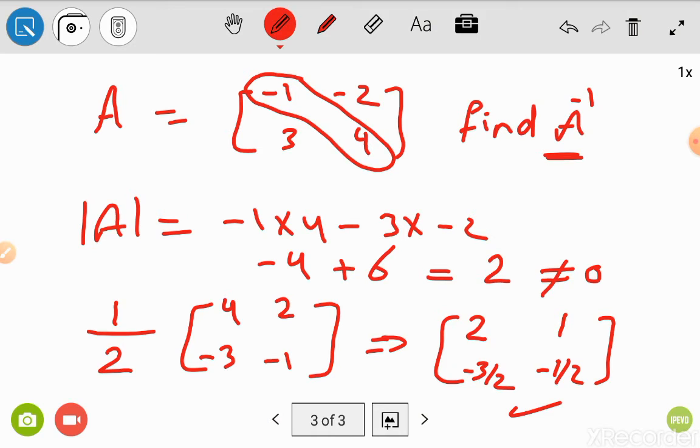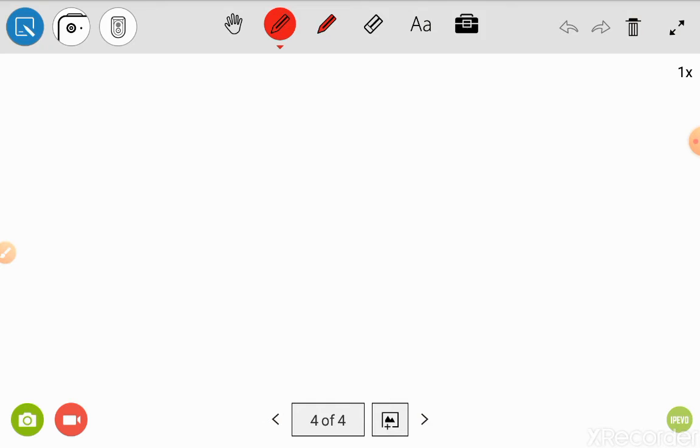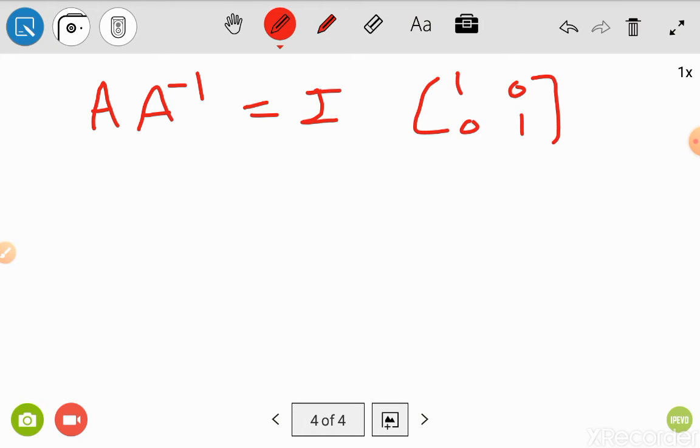If you would like to be sure of your answer, you can multiply A times A inverse. It will give you I, the identity matrix 1, 0, 0, 1. If you would like to make sure of your answer, you can multiply the original matrix by the multiplicative inverse. It will give you the identity matrix.